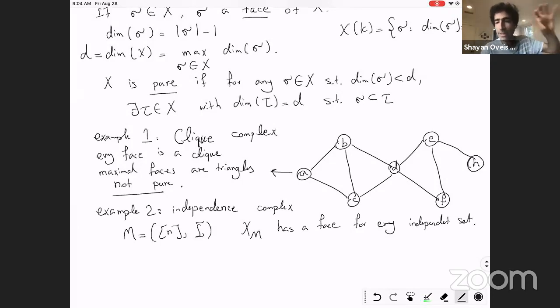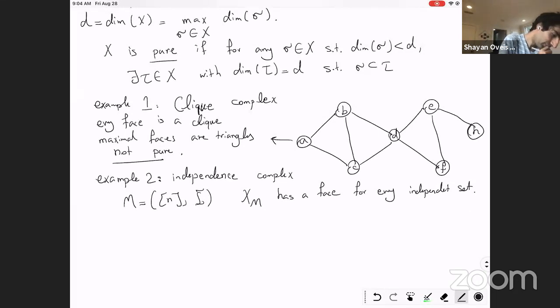Okay, so every independent set would be a face of my complex, and the reason that this is a simplicial complex is that it's a downward closed property of faces. If you have an independent set of a matroid, remember every subset of that independent set is also independent. So that's why this is a simplicial complex.